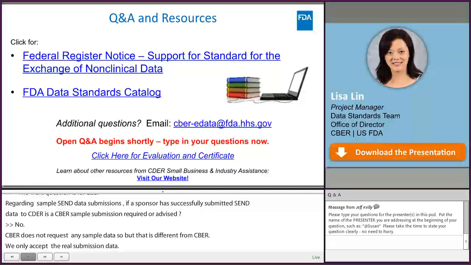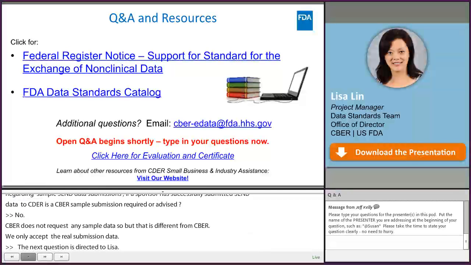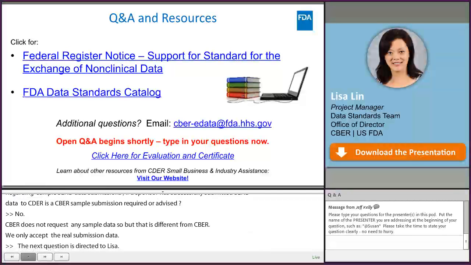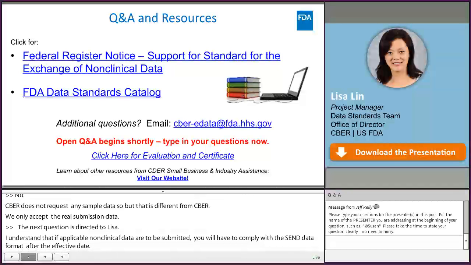Thank you for responding to that question. The next question is directed to Lisa. I understand that if applicable non-clinical data are to be submitted, it will have to comply with the SEND data format after the effective date. My question is whether data are required to be included whenever the non-clinical study report is submitted for any purpose during the IND stage.